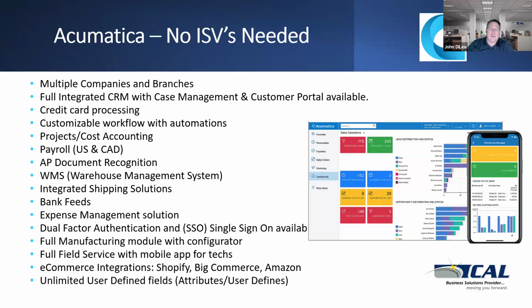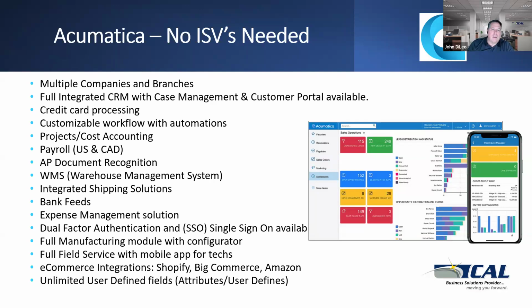AP document recognition, we would always have to go out and get a new ISV for GP to be able to receive those electronic invoices, have it read them, and create a payables transaction for you. Acumatica, again, it's built into the product. We're not trying to have to go out and get an ISV. A warehouse management solution, WMS, again, they have one. It's already built in. Do you need it?